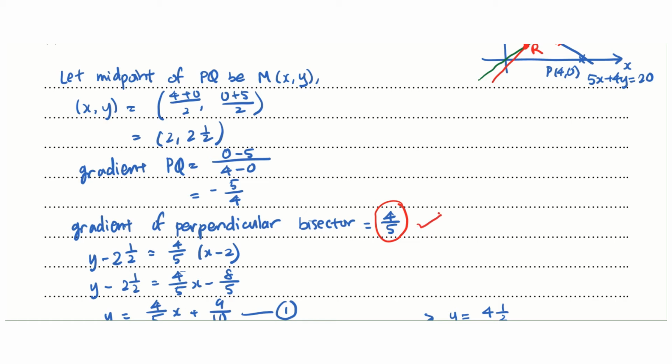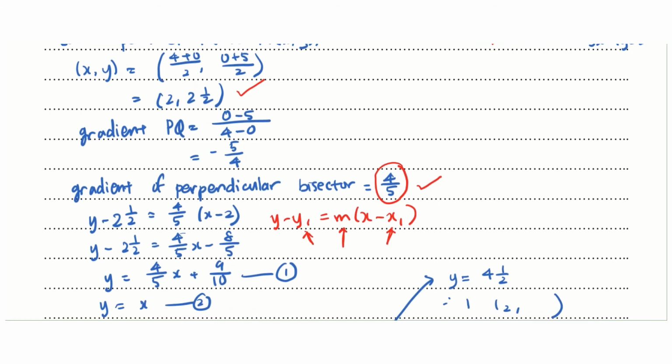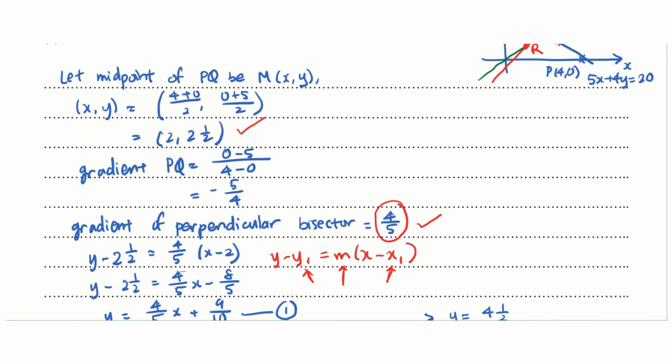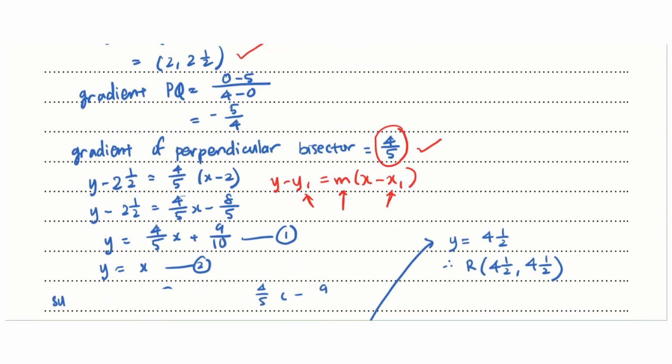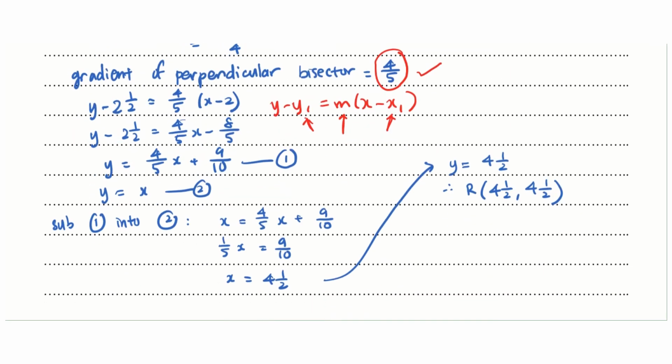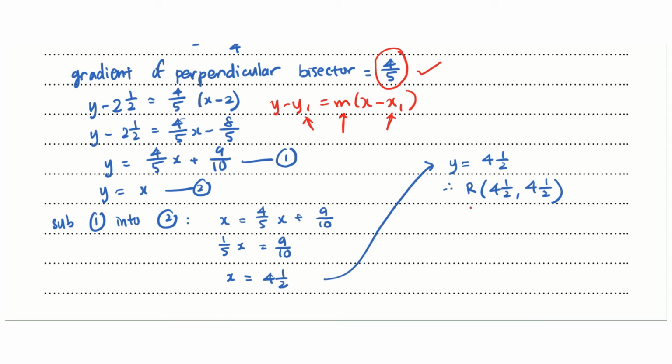Now that I have the gradient, and I also have one coordinate point on the perpendicular bisector itself, I can make use of the equation. In case you have forgotten, this is the equation formula. We put in the coordinate points and the gradient, and it will simplify to y equals 4 over 5 x plus 9 over 10. Don't forget that this question is asking for the intersection point R, so we will need to do simultaneous equation solving as mentioned earlier. By doing some substitution, we will eventually get the coordinates for R, which is (4.5, 4.5).